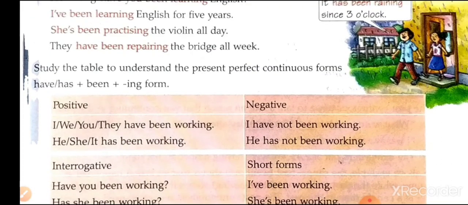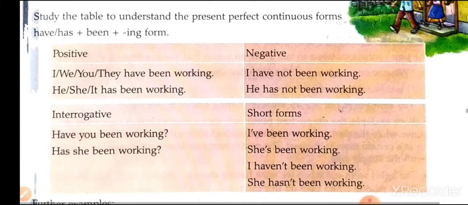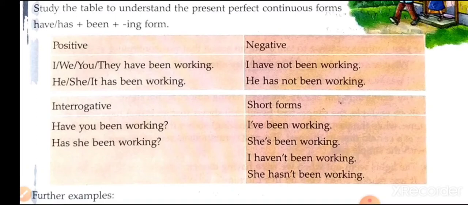Study the table to understand the present perfect continuous forms. Have/has plus been plus ing form. Positive, negative. I/we/you/they have been walking. I have not been walking. He, she, it has been walking. He has not been walking.